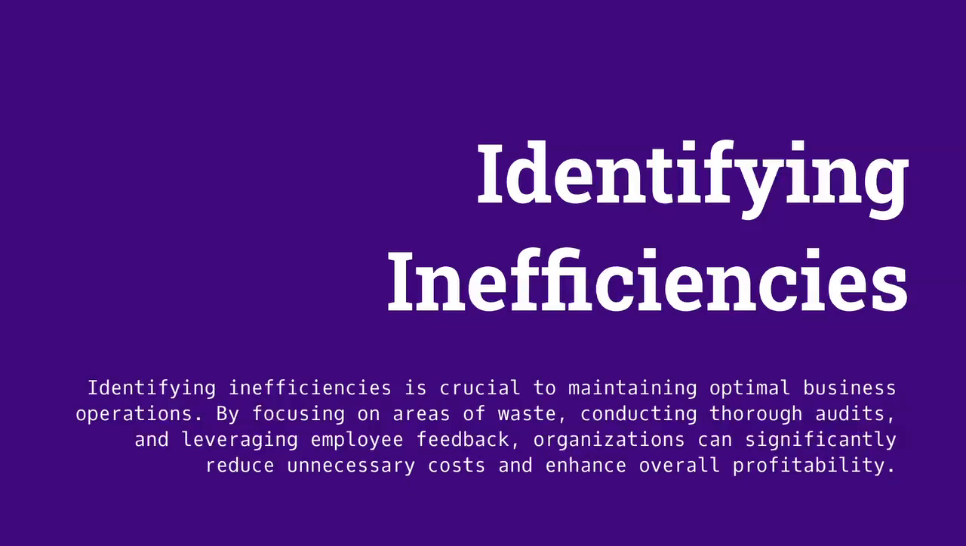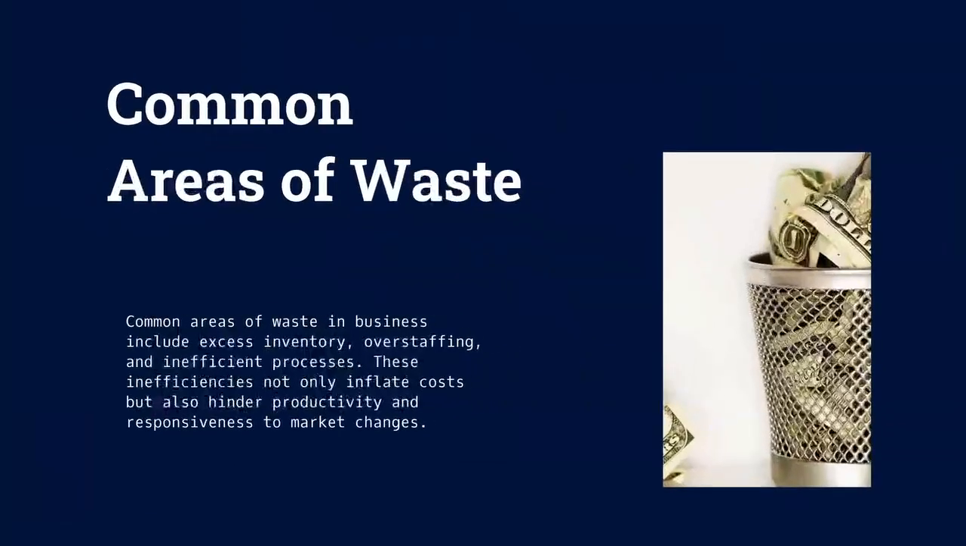And the last thing we have to talk about cost is identifying inefficiencies. So identifying inefficiencies is crucial to maintaining optimal business operations. By focusing on areas of waste, conducting thorough audits, and leveraging employee feedback, organizations can significantly reduce unnecessary costs and enhance overall profitability. So, which are the common areas of waste?